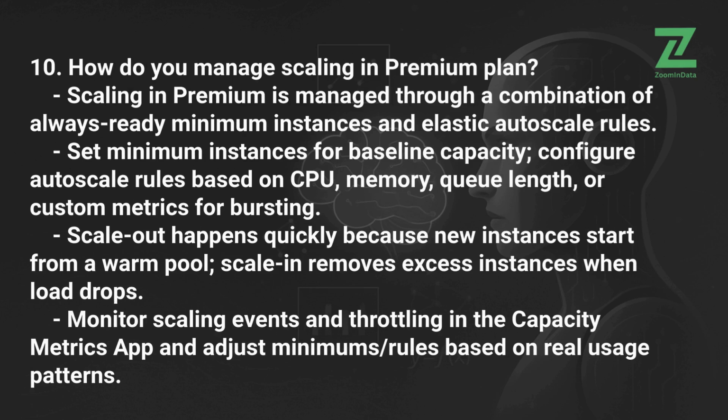10. How do you manage scaling in Premium plan? Scaling in Premium is managed through a combination of always-ready minimum instances and elastic autoscale rules. Set minimum instances for baseline capacity. Configure autoscale rules based on CPU, memory, queue length, or custom metrics for bursting. Scale out happens quickly because new instances start from a warm pool. Scale in removes excess instances when load drops. Monitor scaling events and throttling in the Capacity Metrics app and adjust minimums and rules based on real usage patterns.